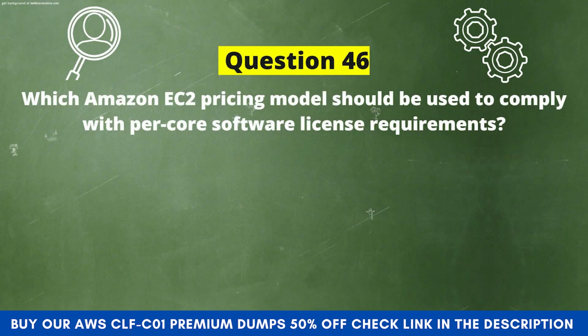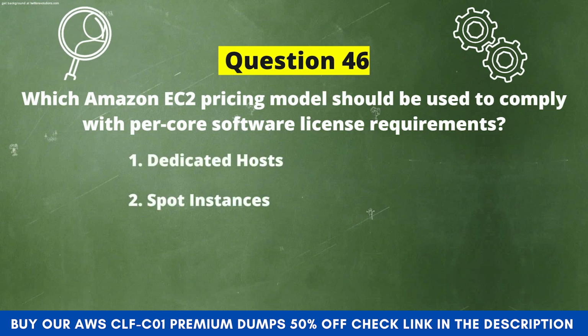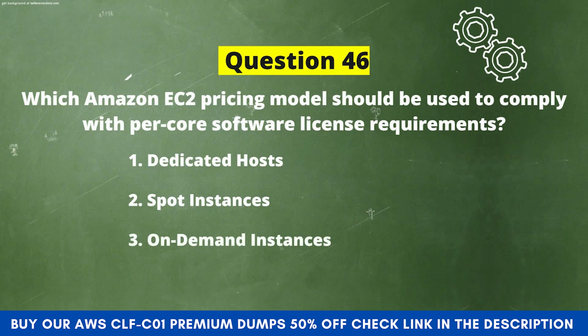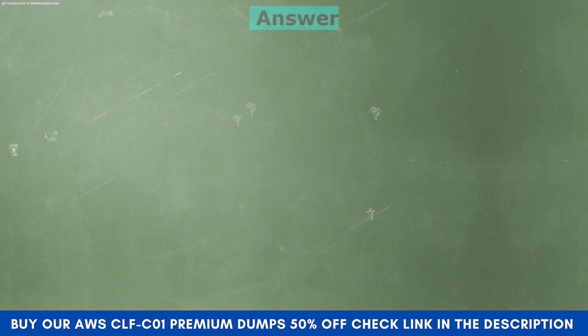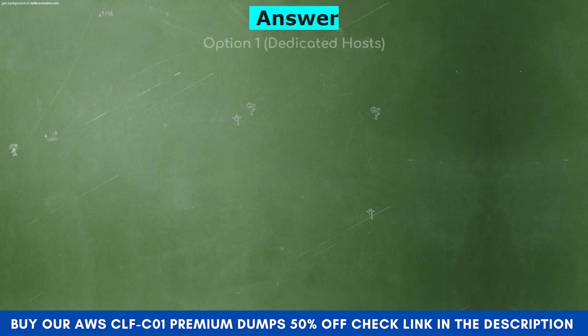Question 46. Which Amazon EC2 pricing model should be used to comply with per core software license requirements? Now, the options are: Option 1, dedicated host; Option 2, spot instances; Option 3, on-demand instances; Option 4, reserved instances. And the correct answer is Option 1, dedicated host.